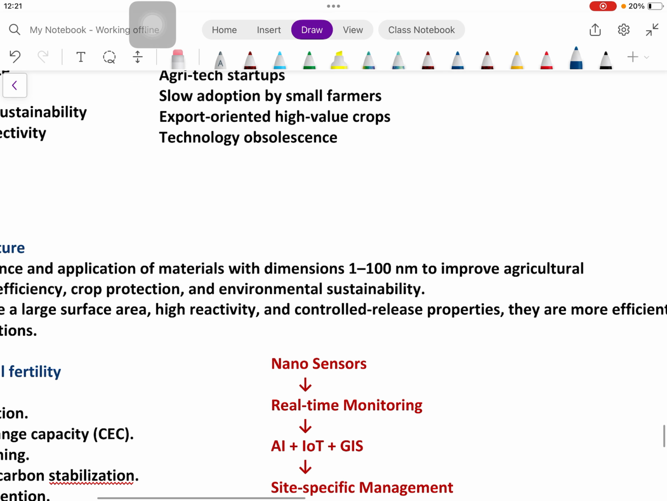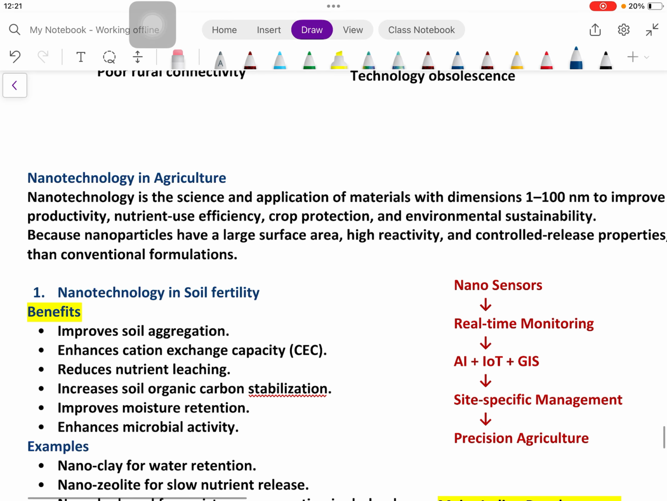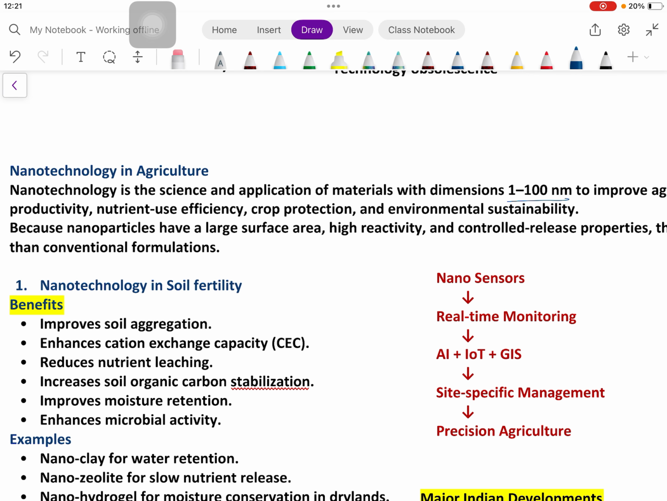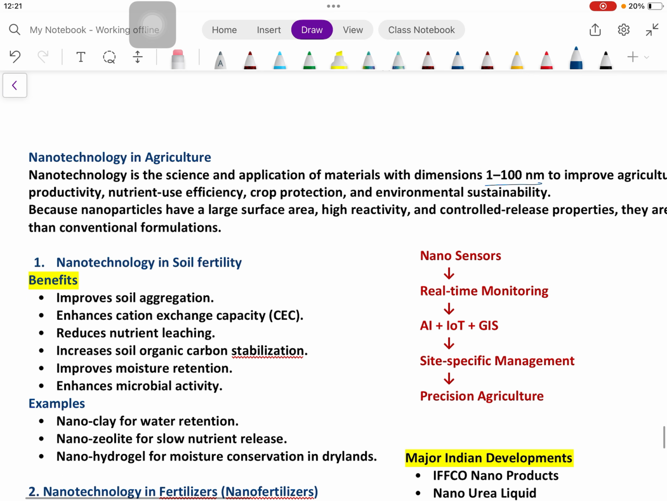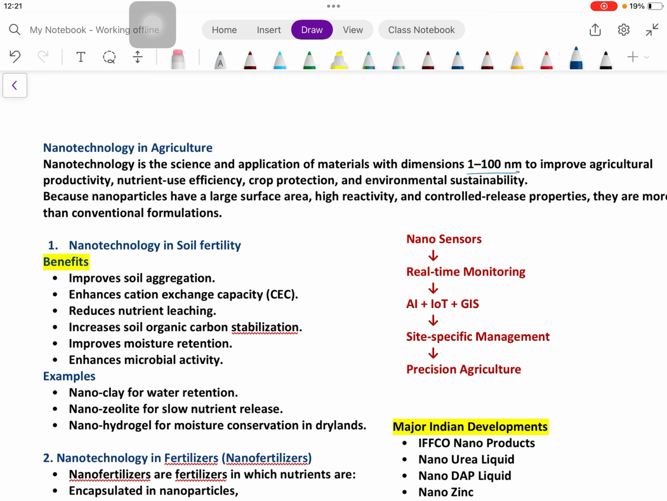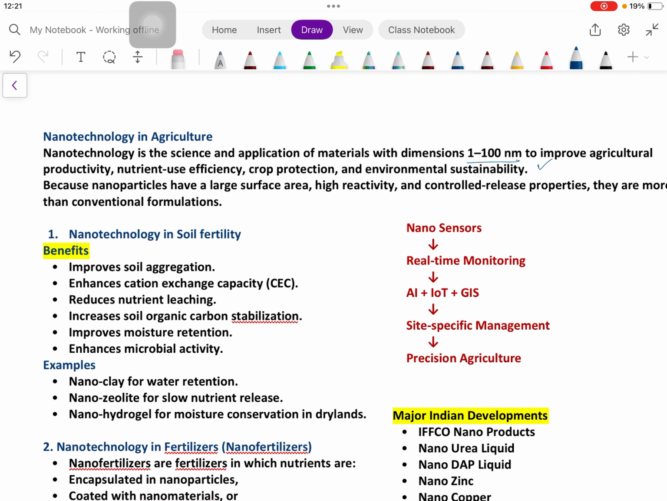So first is nanotechnology. Nano means, as we know, nanometers in size, that is 1 to 100 nanometer in size. So why is this famous now? This has been widely used to improve agricultural productivity, nutrient use efficiency, crop protection, and environmental sustainability. So we will see one by one how it is actually helping in increasing soil fertility.